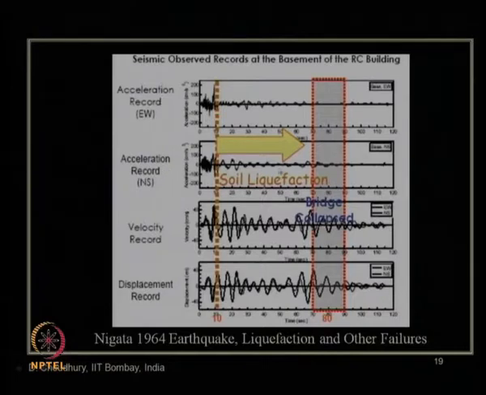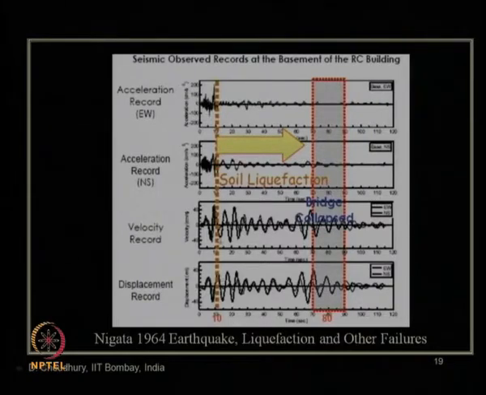This second picture shows the acceleration record in north south direction, again acceleration versus time. This third picture shows the velocity record, velocity in centimeter per second versus time, and the fourth or last record shows the displacement record, that is displacement in centimeter versus time in second.